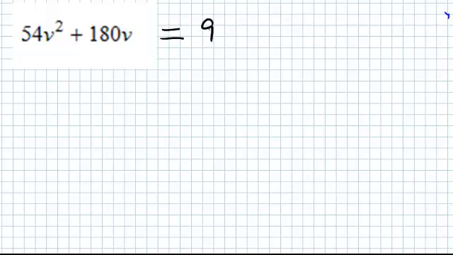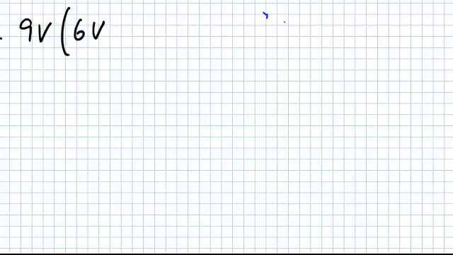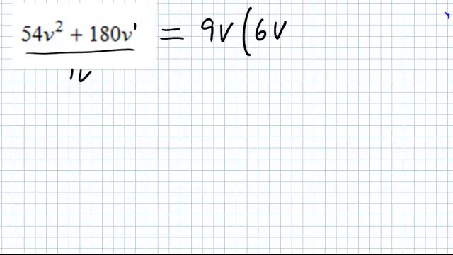9. And then they both contain a v. The smallest v power is v to the first. So v. I'm going to have 2 terms in here. So divide both by 9v. 9 goes into 54 6 times. V squared divided by v to the first is just a v. And then, what happened here? So 180 divided by 9 is 20. So plus 20. And v to the first divided by v just cancels out.